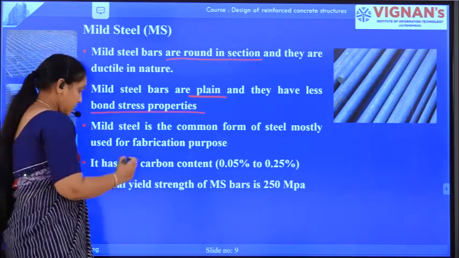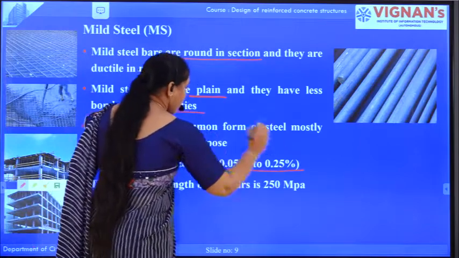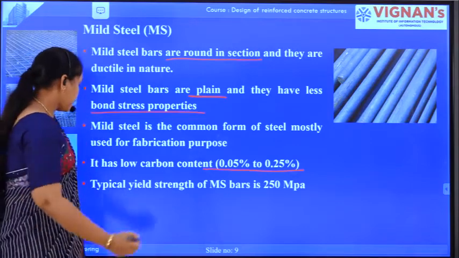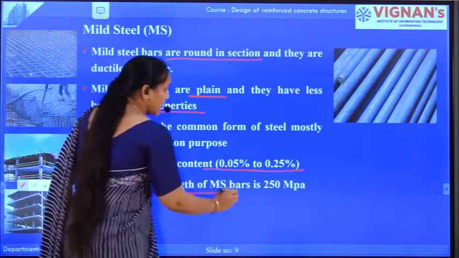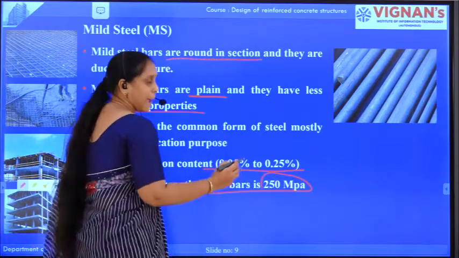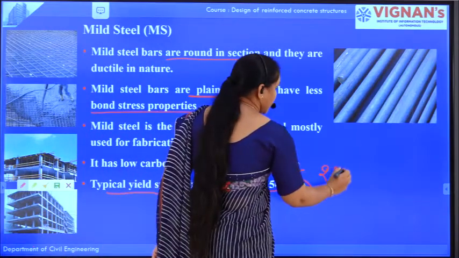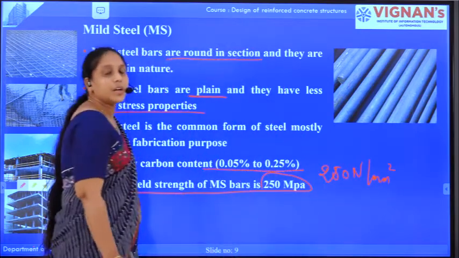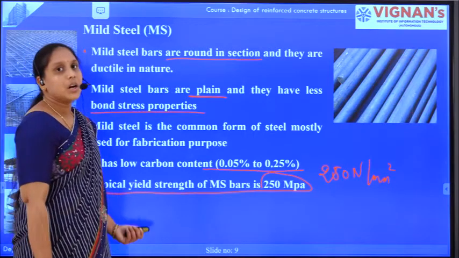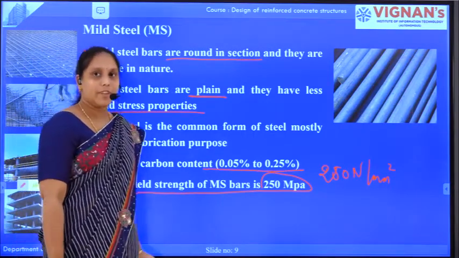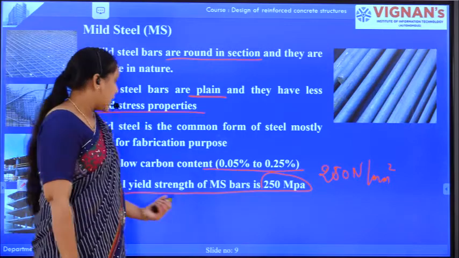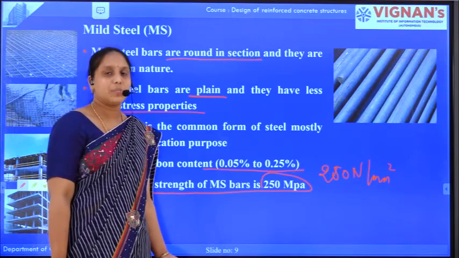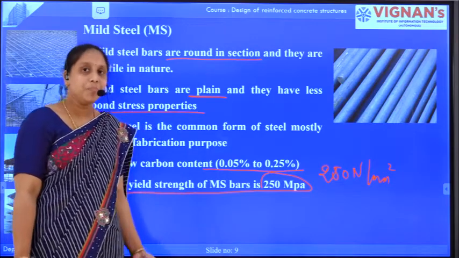So the mild steel has very little carbon content, 0.05% to 0.25%, and the yield strength of these mild steel bars is 250 MPa or 250 Newton per mm square. So the grade of the mild steel bars is what? It is Fe 250. That 250 is nothing but the yield strength of the steel, 250 Newton per mm square, or you can also call it 250 MPa.